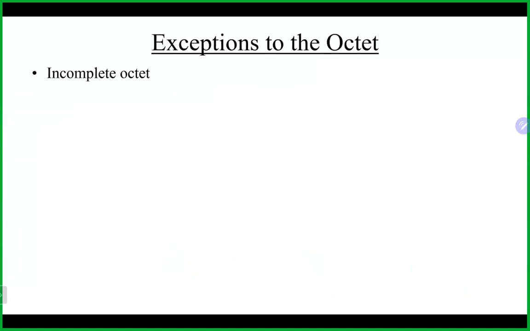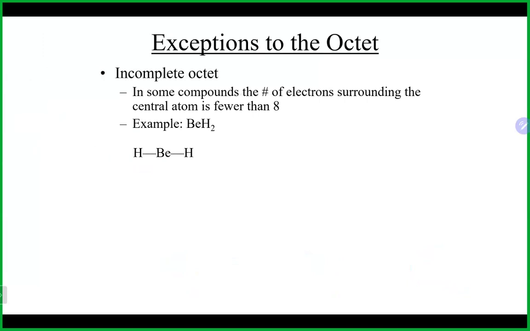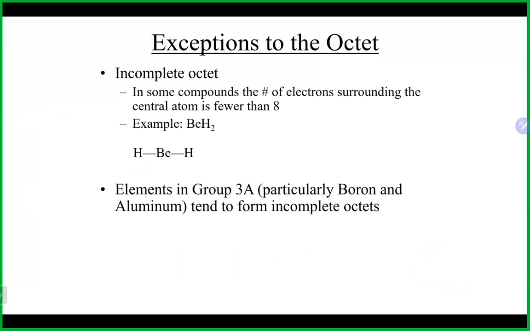All right, let's talk a little bit about a couple of exceptions to the octet rule to finish it out for today. There are some exceptions to the octet rule, but again, everything that we draw in here will follow pretty much the octet rule. The first exception to the octet rule is known as an incomplete octet. An incomplete octet is much like it sounds.